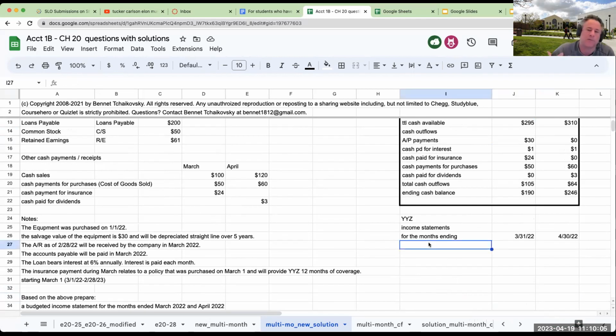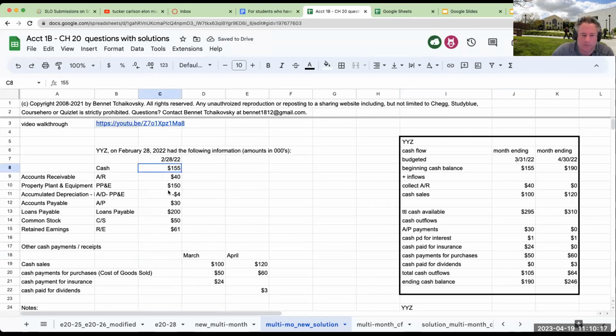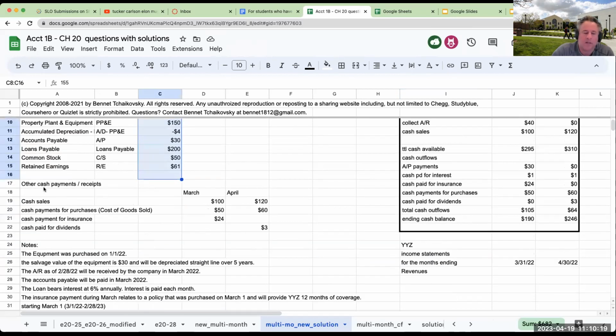When we're doing our income statement, it's going to be our revenue less our expenses. So let's take a look at revenues. Over here, the beginning balance is given, then it gives us other cash payments or receipts. Cash sales was 100 for March, and for April it was 120. Cash payments for purchases are 50 and 60. Cash paid for insurance is 24.